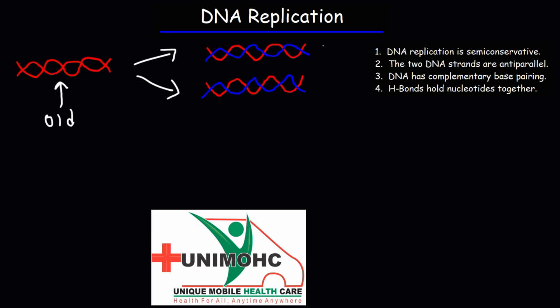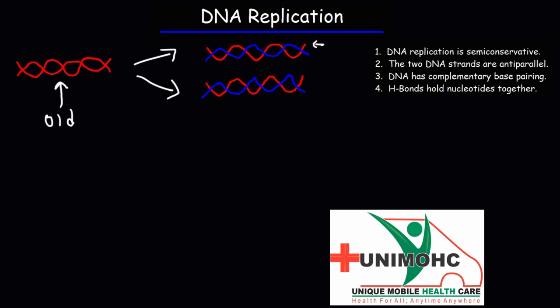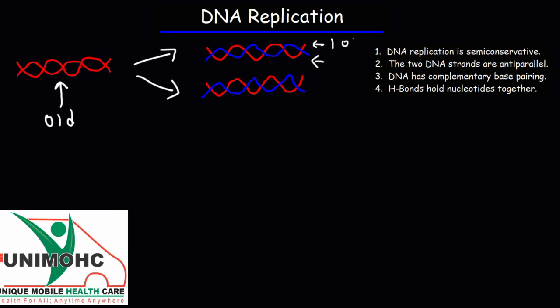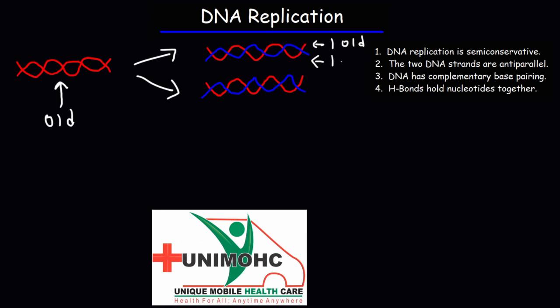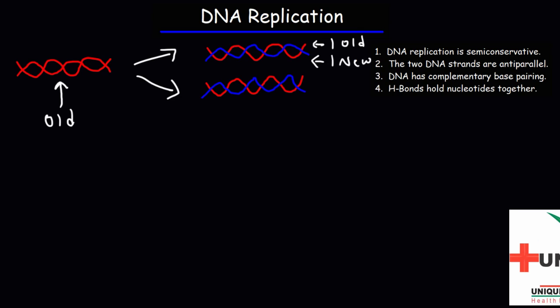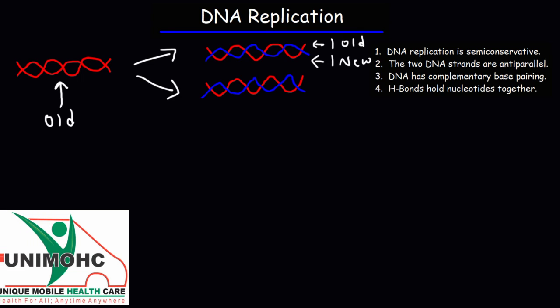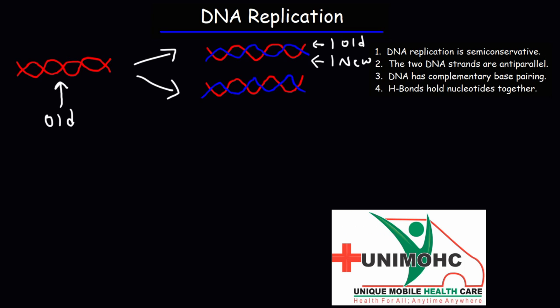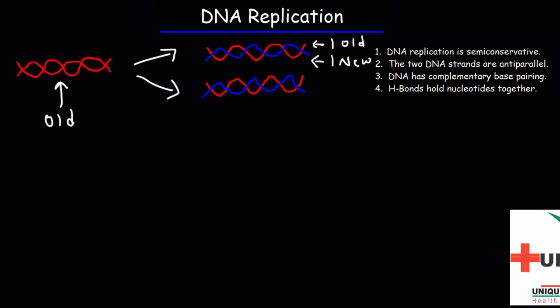In each new copy, we can see there's one red strand and one blue strand. So we have one old strand, that's the red one, and one new one, that's the blue one. Thus DNA replication is semi-conservative. Each new molecule retains one original strand, and it has one new strand.